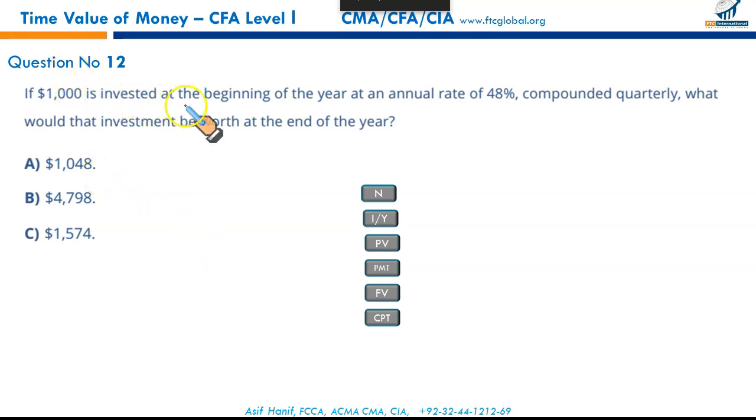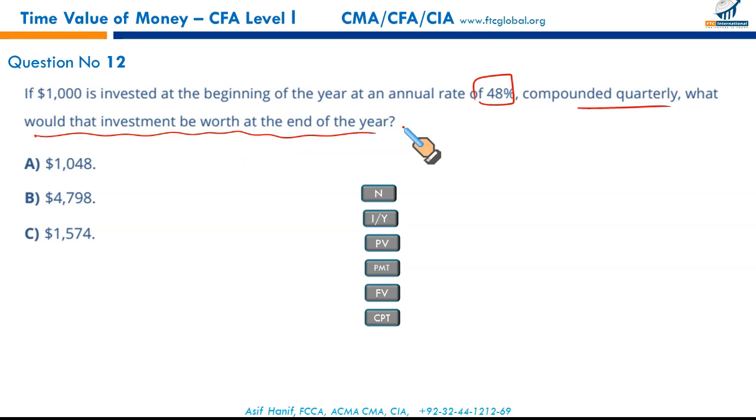if $1,000 is invested at the beginning of the year at an annual rate of 48%, compounded quarterly, what would that investment be worth at the end of the year? First of all, when you say quarterly, and we're talking about the total period of 1 year, it means there will be 4 quarters, N is 4. Interest rate 48 is the annual percentage rate and has to be converted on a quarterly basis. So you need to divide it by 4. 48 by 4 gives you 12%. 12% is the quarterly rate. N is 4.